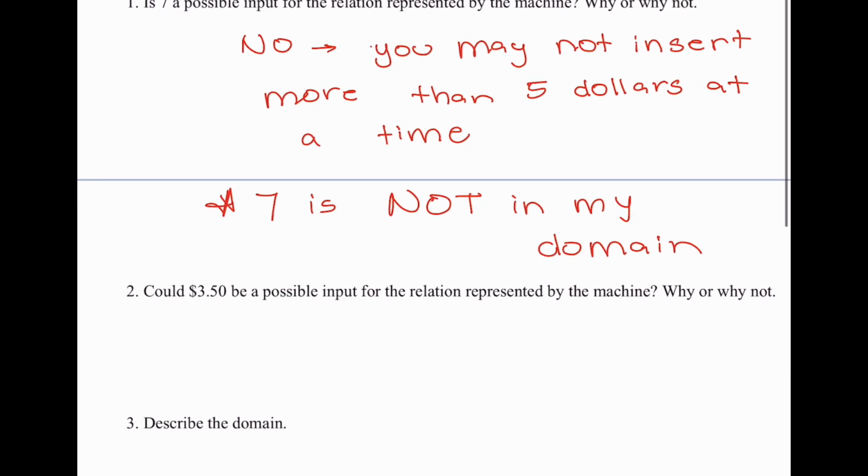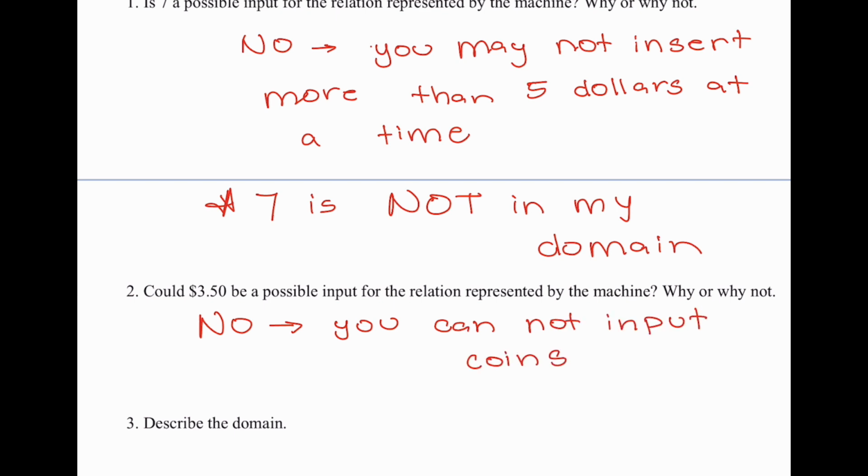What about 350? Question 2 says, could 350 be a possible input for the relation? Well, my input is dollar bills. Can I make $3.50 only using dollar bills? The answer is no. I can only input whole dollar bills. So there's no way I could get 50 cents by using only dollar bills. So no. I cannot input coins, only dollar bills.